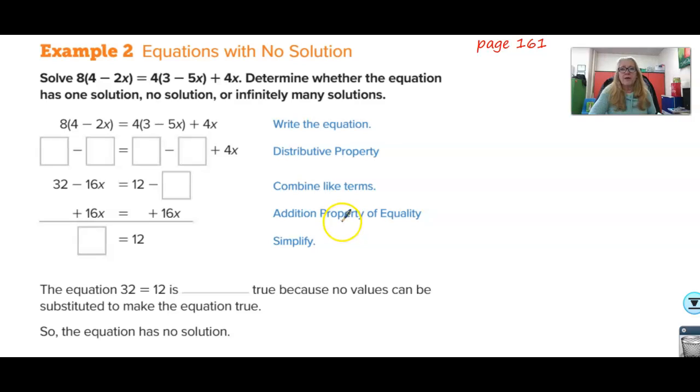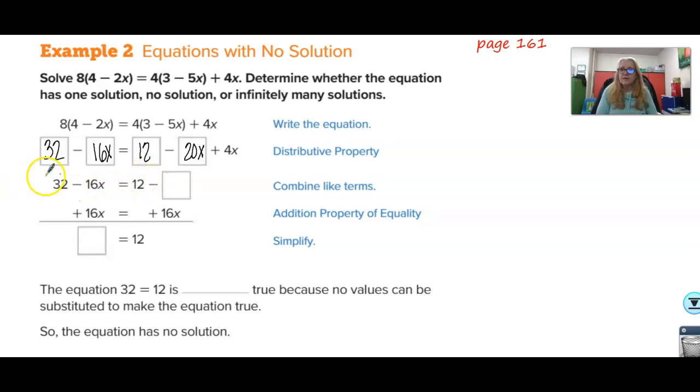Okay, so equations with no solution. Determine whether the equation has one solution, no solution, or infinitely many solutions. So that's what the directions will always say. So we distribute like we did before. 8 times 4 is 32. 8 times -2x is -16x. 4 times 3 is 12. 4 times -5x is -20x. Okay, and bring down the plus 4.